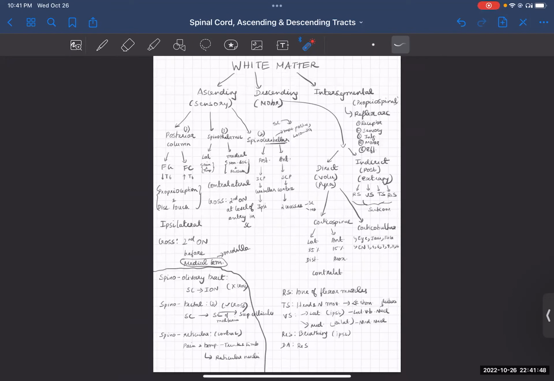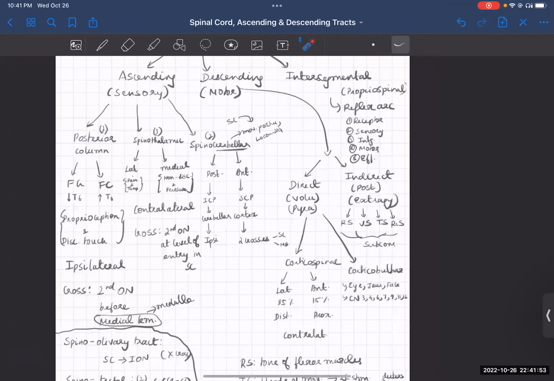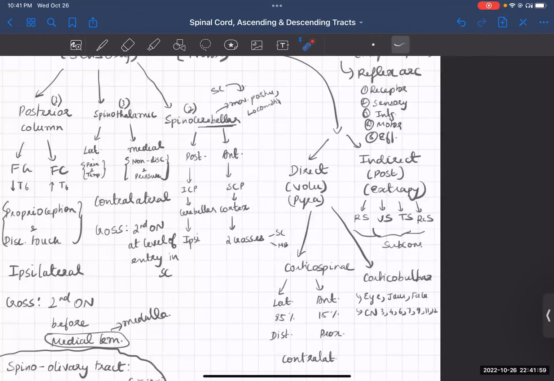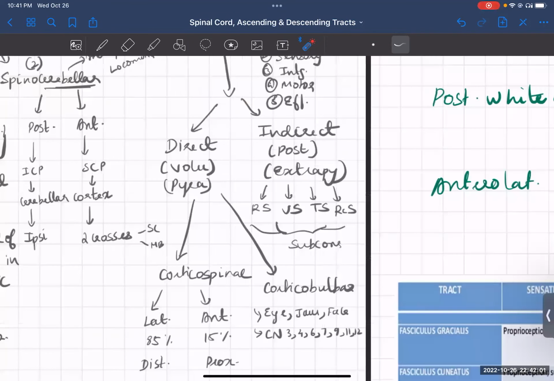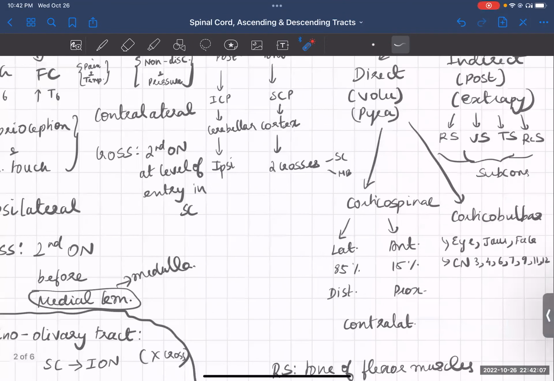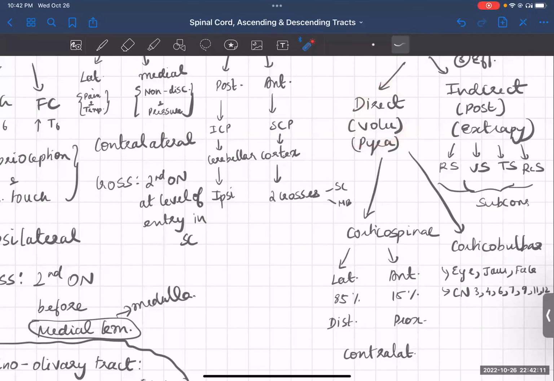Now, the next type of white matter tract we are going to see is motor, the one which is going to create action. Motor is divided into two types, direct and indirect. Direct is voluntary and indirect is involuntary. So that means we can easily say that direct is conscious, indirect is subconscious. Direct happens through a few nerve fibers called your pyramidal tract. Indirect happens through your extrapyramidal tracts.